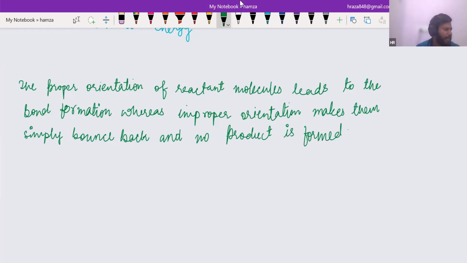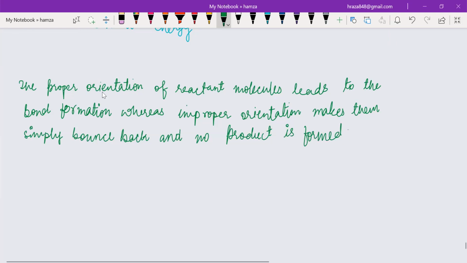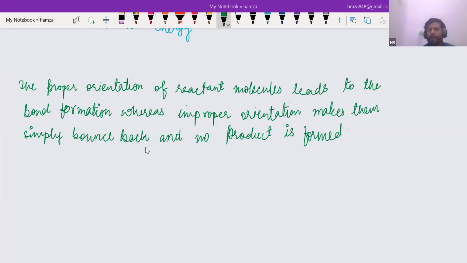So it's very easy to understand. If you are carrying a reaction which has a proper orientation, then the product will form. And if the reaction does not have any proper orientation, then the product will not form. Again, I am going to repeat. If you have proper orientation, then product will form. And if you don't have proper orientation, then product will not form.